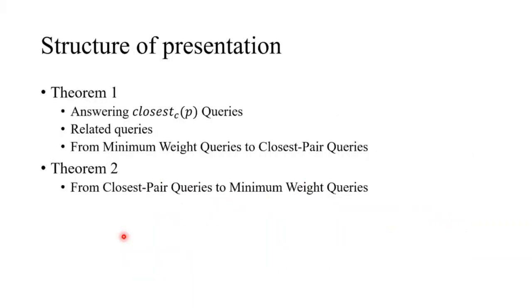So now I'll be going over the structure of the presentation. First we will cover Theorem 1, in particular answering what are so-called closest C of P queries and some other related queries, and then presenting a reduction from minimum weight queries to closest pair queries. And then I'll be covering Theorem 2, which is the reduction in the other direction from closest pair queries to minimum weight queries.